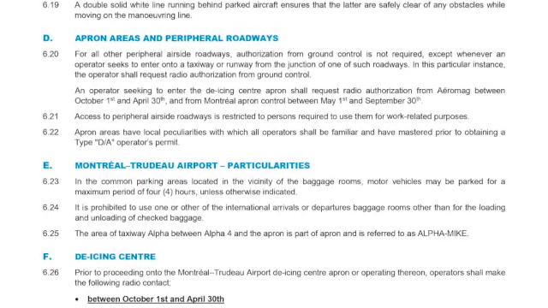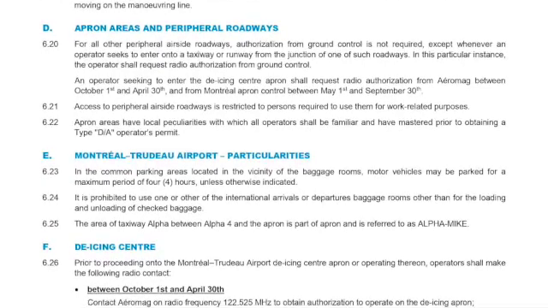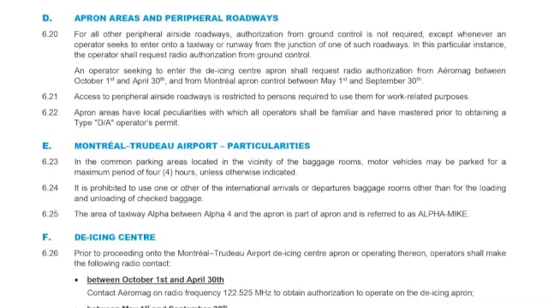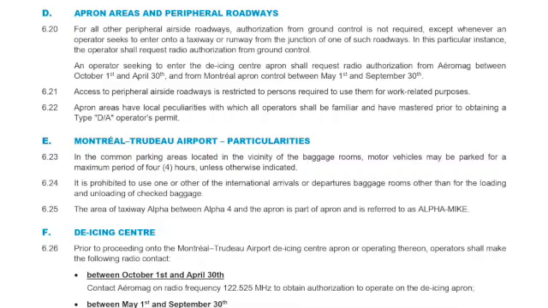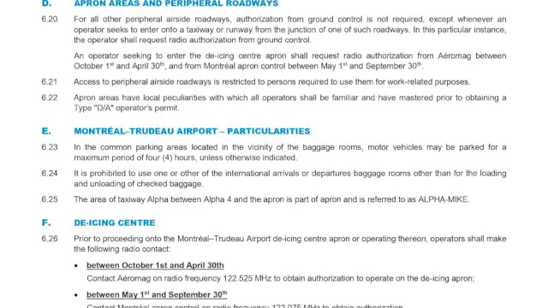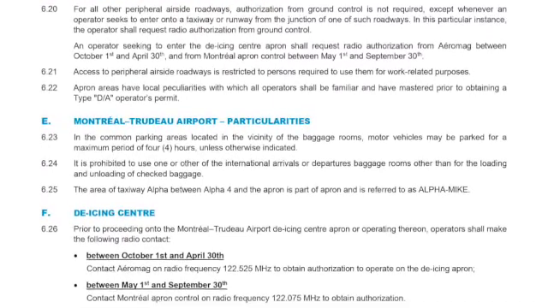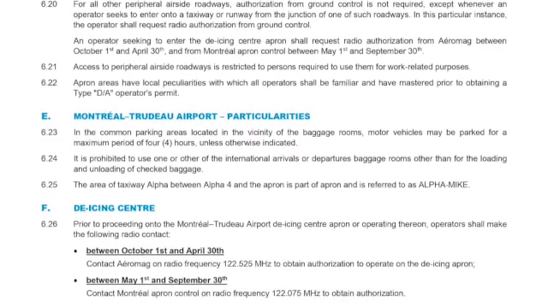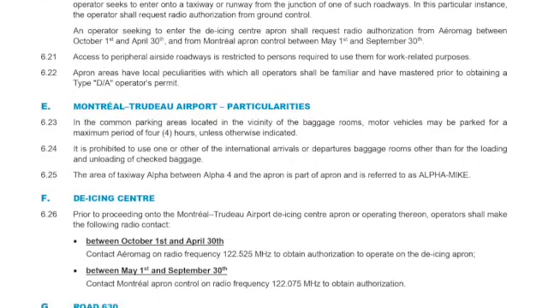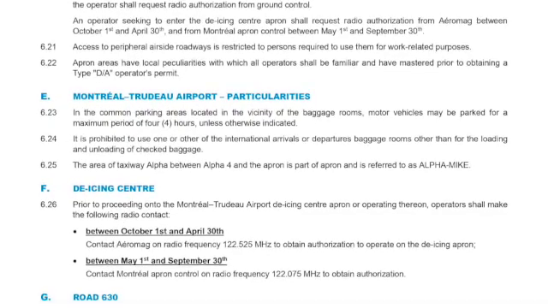E. Montreal Trudeau Airport particularities. 6.23. In the common parking areas located in the vicinity of the baggage rooms, motor vehicles may be parked for a maximum period of 4 hours, unless otherwise indicated. 6.24. It is prohibited to use one or other of the international arrivals or departures baggage rooms other than for the loading and unloading of checked baggage. 6.25. The area of taxiway Alpha between Alpha 4 and the apron is part of apron and is referred to as Alpha Mike.